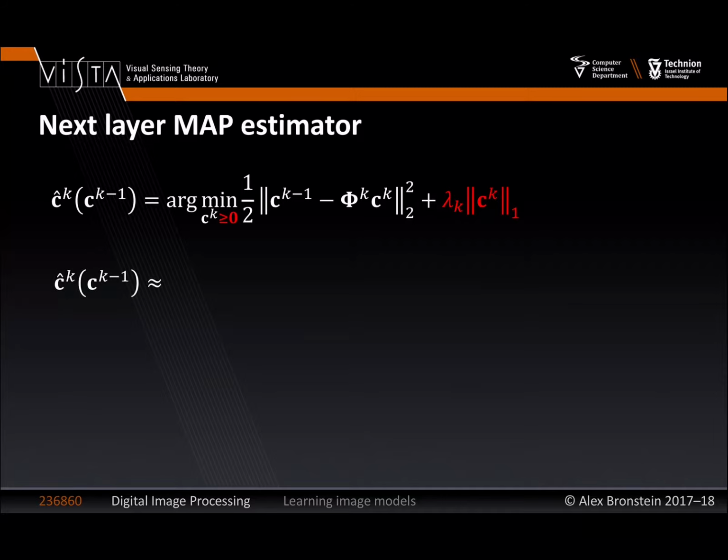Okay, and again I will do two things. First of all, I don't have this exact set of coefficients from the previous layer. I will substitute them with my approximation of the estimate of the previous coefficients. And then again, I will not find the exact arg minimum of this minimization problem. I will do just one ISTA iteration. And this is what I'm going to obtain.